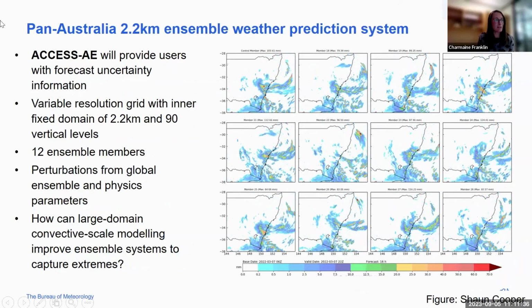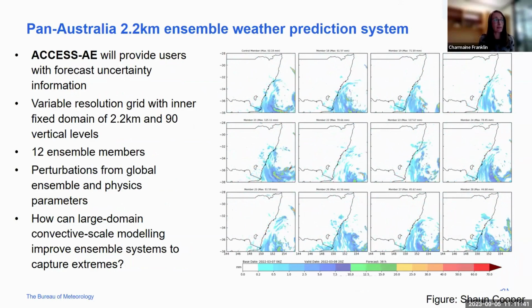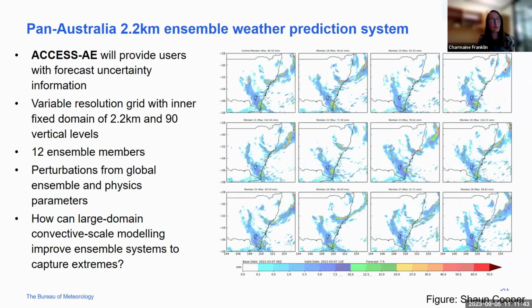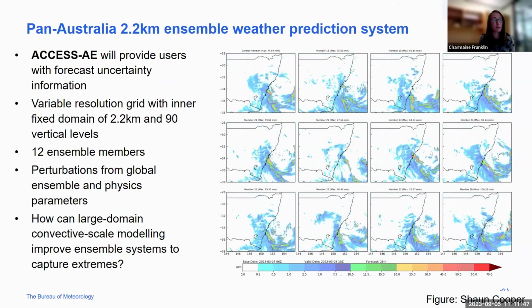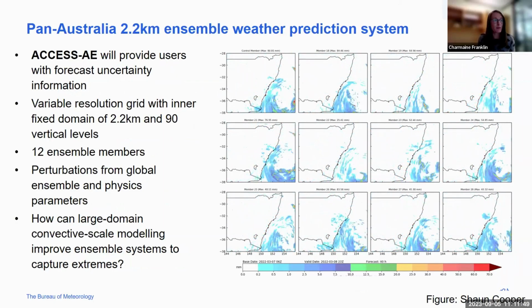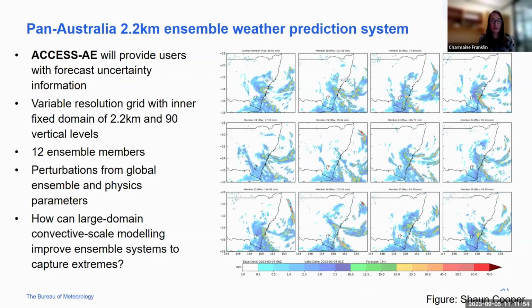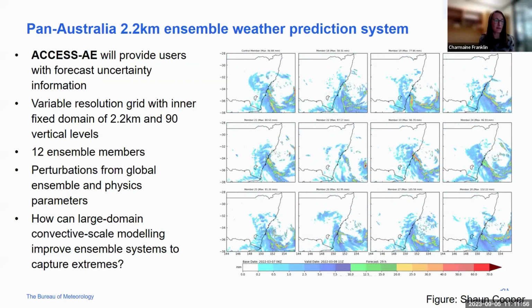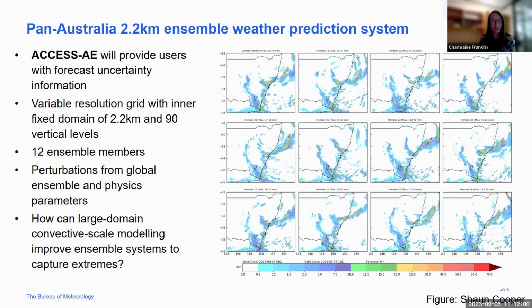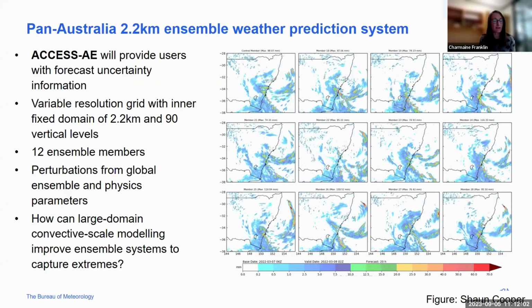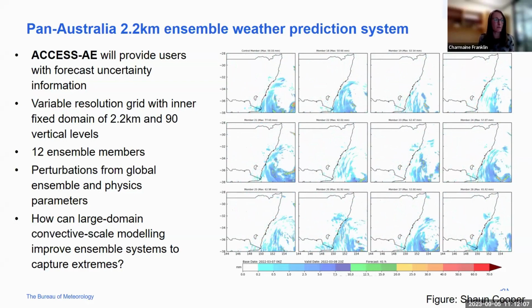Okay, so we've just started developing the ensemble system that will be a companion model for ACCESS-A. So this is ACCESS-AE. It's a 2.2 kilometre resolution ensemble system, and it will start off with having 12 ensemble members. So the perturbations for this system come from the global ensemble, so that provides the initial conditions and the boundary conditions. But we also have perturbations coming from some physics parameters. So these are some of the uncertain physics parameters in the model that we perturb to give us some extra spread in our high-res ensemble.